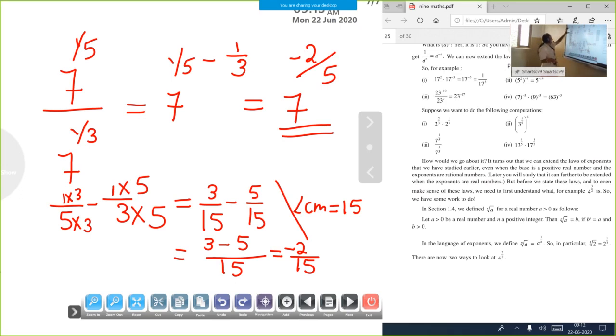So listen, 7 raised to 1 by 5 divided by 7 raised to 1 by 3 equal to 7 raised to 1 by 5 minus 1 by 3. After this, these two numbers, 1 by 5 minus 1 by 3, fraction subtraction. Here we need to make the denominator 15, 5 into 3, 3 into 5. So the number becomes 3 by 15 minus 5 by 15, plus 3 minus 5, the answer is minus 2 by 15. So our answer becomes 7 raised to minus 2 by 15.